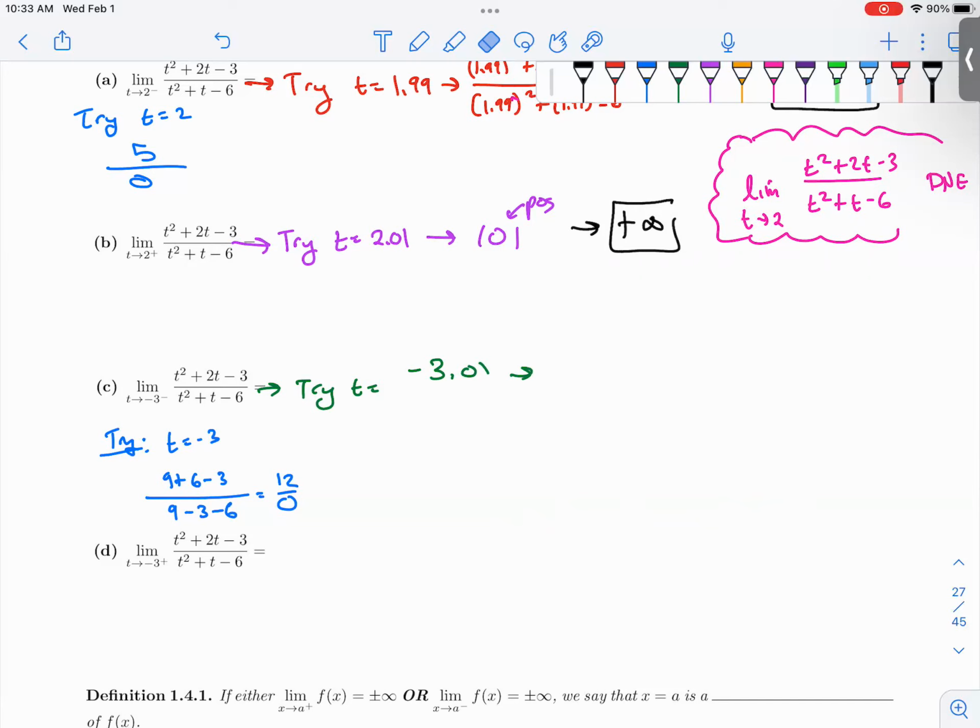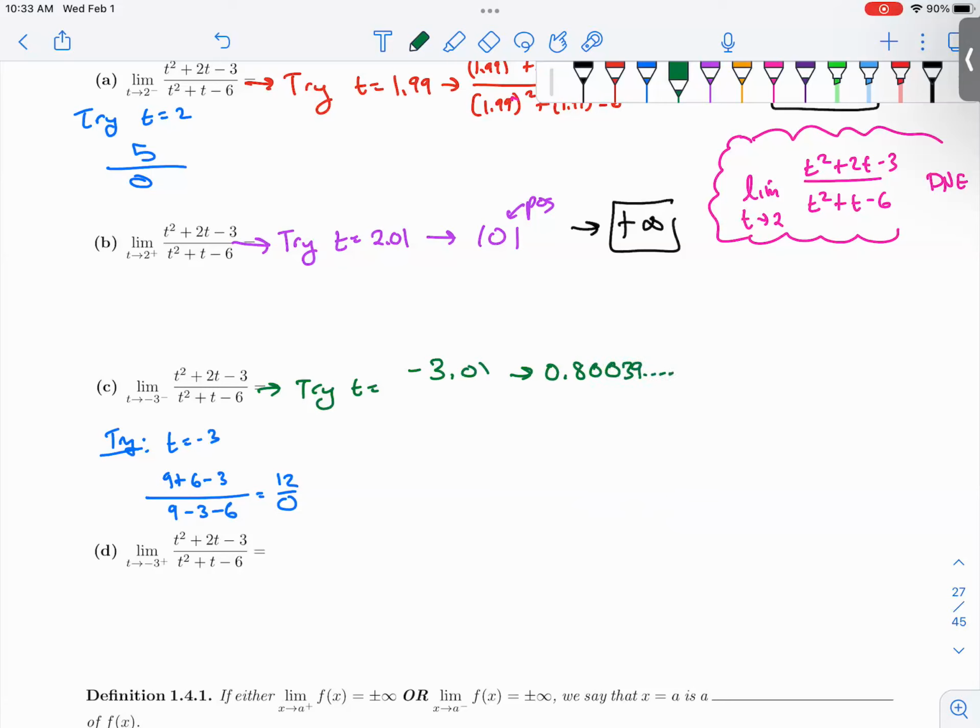So just make sure you put your negatives in parentheses if you're squaring. So parenthesis negative 3.01 squared plus 2 times 3 times parenthesis negative 3.01 minus 3 over negative 3.01 squared plus negative 3.01 minus 6, and I get 0.8 something. Is that right? Okay, so you get 0.80039 and so on.